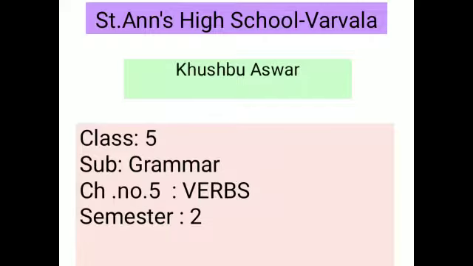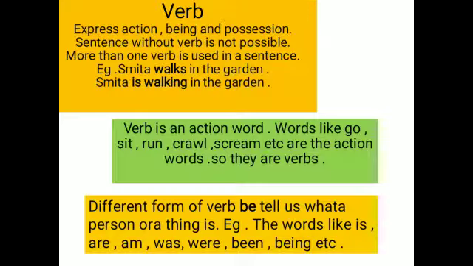Today we are going to start semester number 2 of class 5 of subject grammar. And the first chapter of semester number 2 is chapter number 5. The name of the chapter is verbs. So do you know what is the meaning of verb? So let's know it. A verb is a word that expresses action, being and possession.